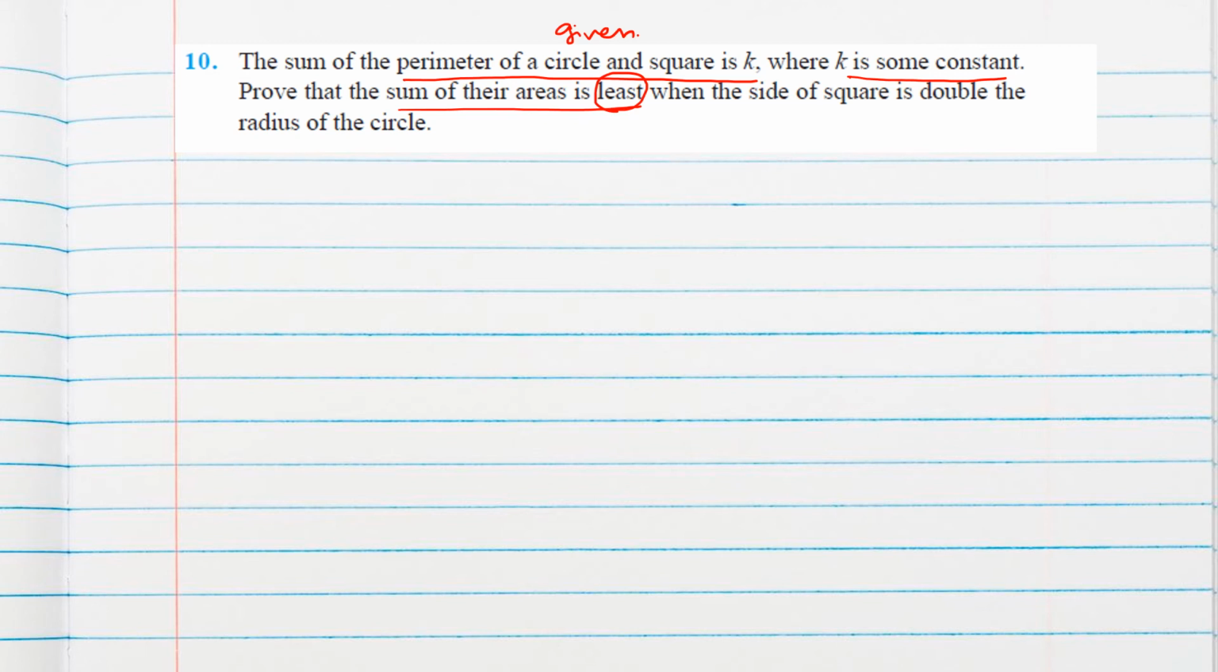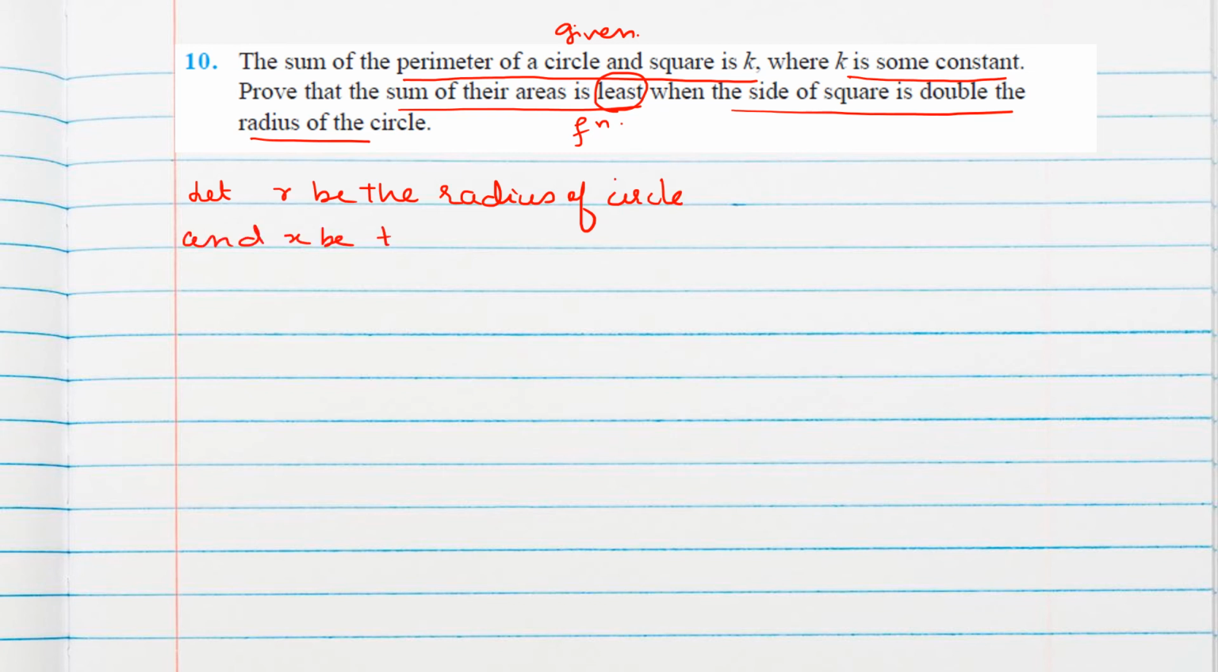And sum of the area is our function, when the side of the square is double the radius of the circle. This is the condition we should show: side of the square is double the radius of the circle. So here we will suppose, let r be the radius of the circle and x be the side of the square.